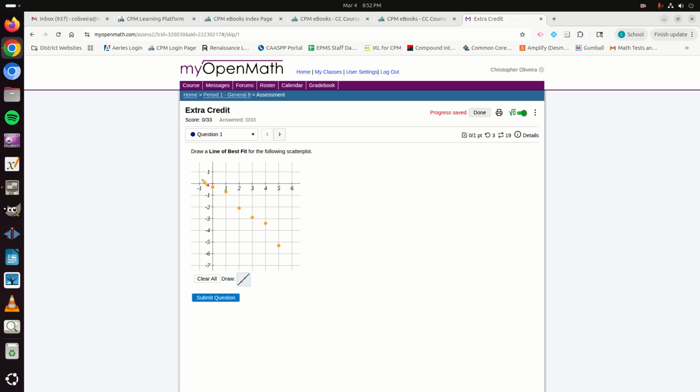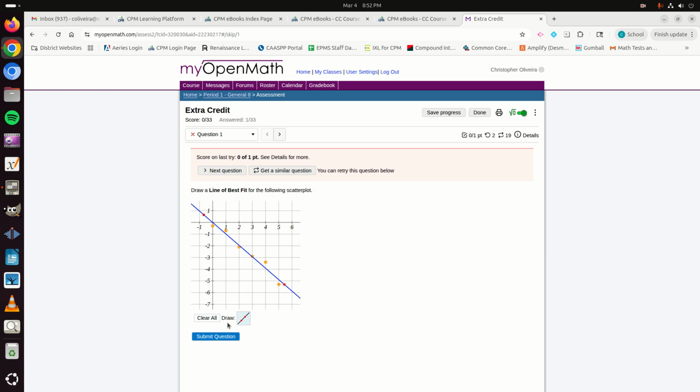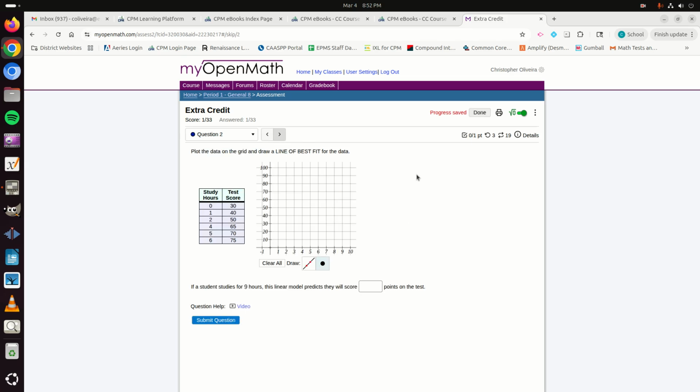You can see some pretty simple things here. We're just drawing a line of best fit. If you draw a really bad line of best fit, it won't take it. So you can clear it and try it again until it does. And like I said, it'll just kind of keep track.